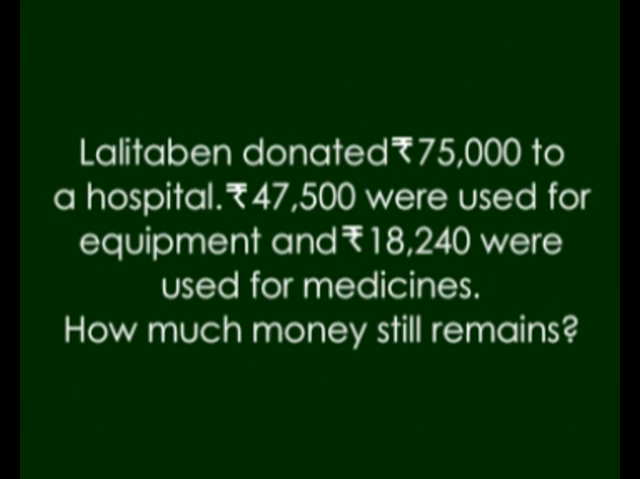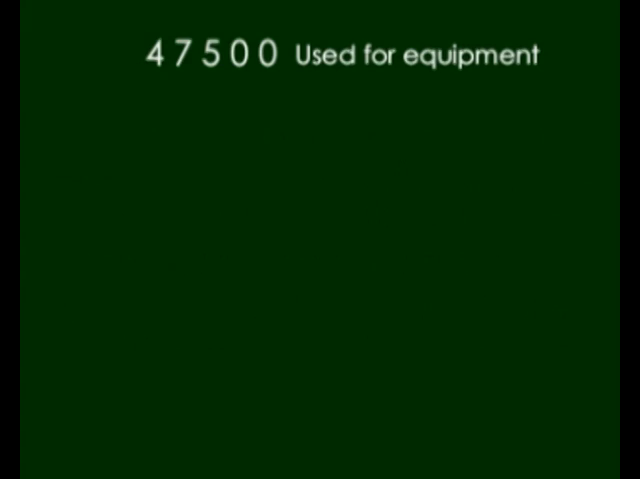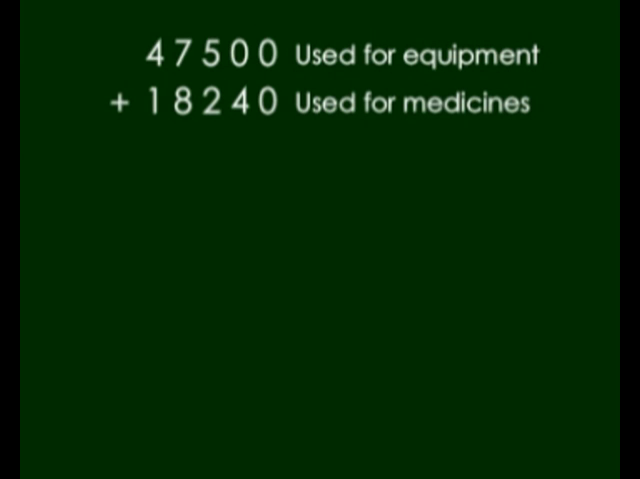Lalitaben donated 75,000 rupees to a hospital. 47,500 were used for equipment and 18,240 were used for medicines. How much money still remains? First, we will add the money which was used for equipment and medicines. 47,500 rupees used for equipment plus 18,240 rupees used for medicines. Adding the two, we get 65,740.